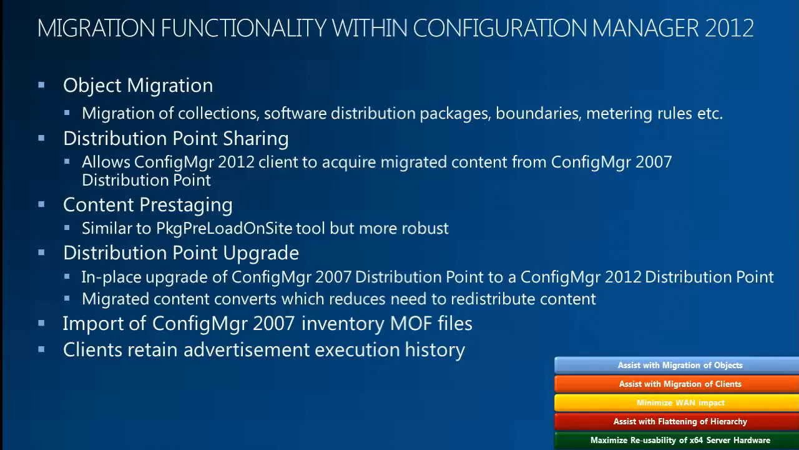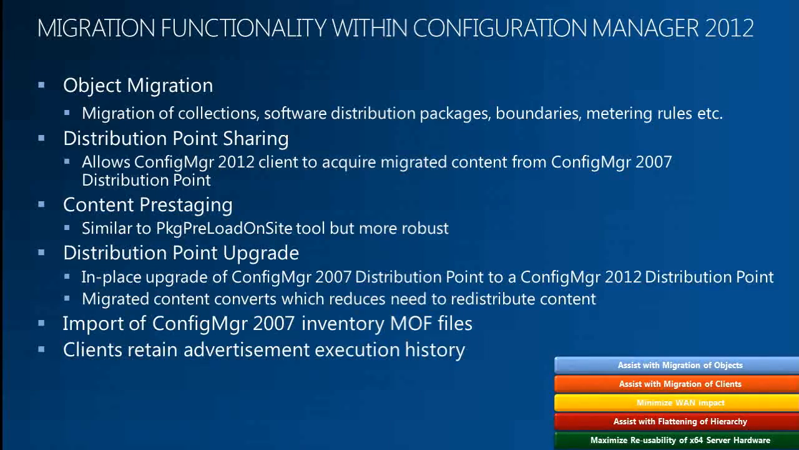And then content pre-staging. DC yesterday covered a little bit about content pre-staging, so I won't go into too much detail. Distribution point upgrade: the ability to do an in-place upgrade of a 2007 distribution point to a 2012 distribution point while preserving the migrated content on there. So that's what I'm going to be hitting on quite a bit. Import of 2007 inventory MOF file. DC covered that and showed a little demo of it. And also, when you migrate stuff over, you don't want clients to be rerunning those advertisements, you know? So retaining that execution history is pretty important. We preserve that as a client gets upgraded from 2007 to 2012.